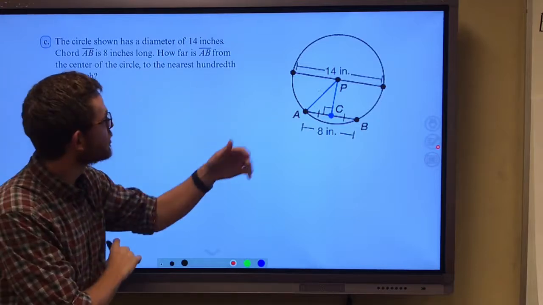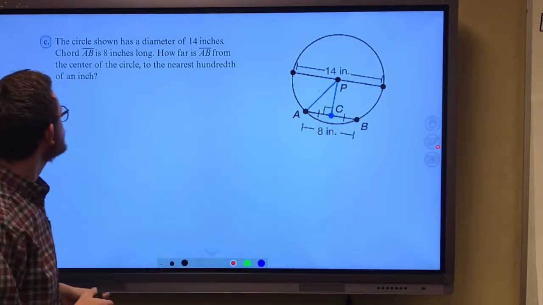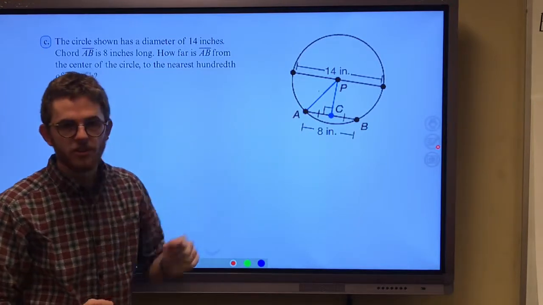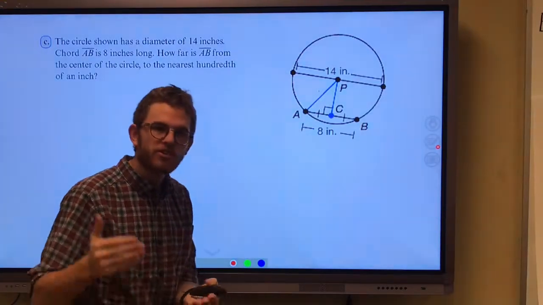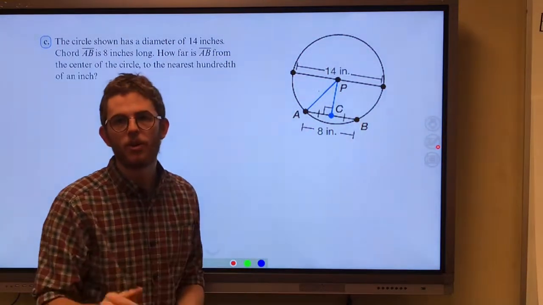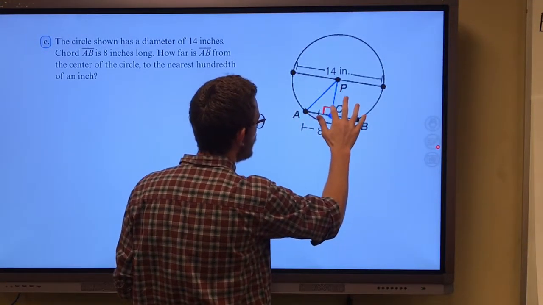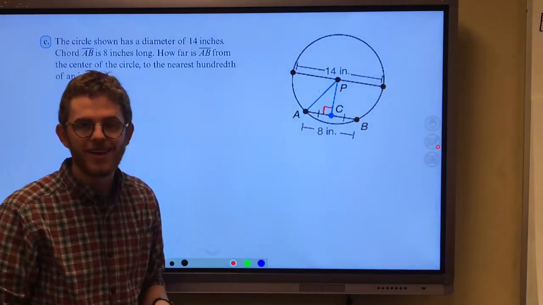Check it out right here. The diameter is 14 inches. The chord AB is 8 inches long. How far is AB to the center of the circle? Well, notice and remember the distance from a line to a point is always going to be the perpendicular segment. So we know we're talking about that perpendicular segment right there. So it is cutting AB in half.